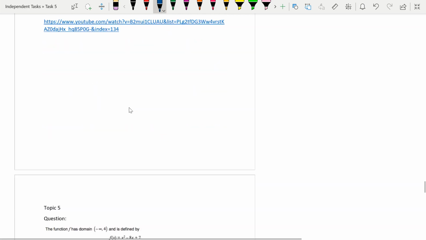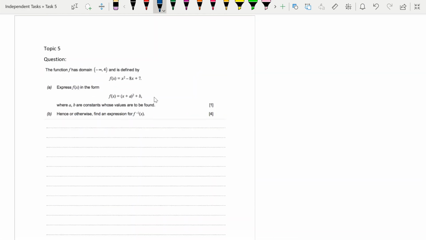So the final question, something like this has come up in the past, and it throws a few people off. So I've got a quadratic here, and you'll notice in part B I want the inverse. Now, to do the inverse, it has to be a one-to-one function, which currently it is because of the domain. They've restricted the domain, which makes it a one-to-one function. So for part A, it wants it in this format, which is completing the square.